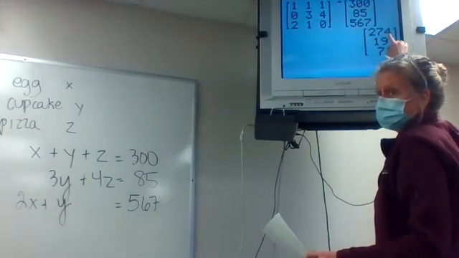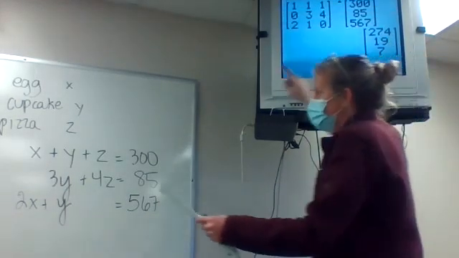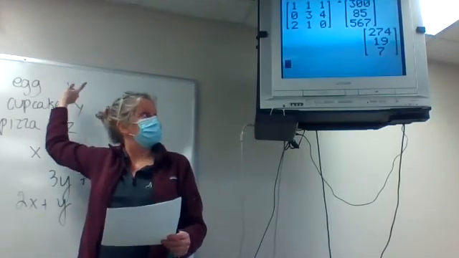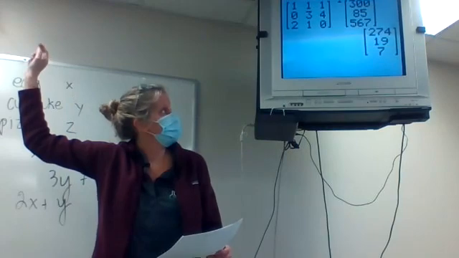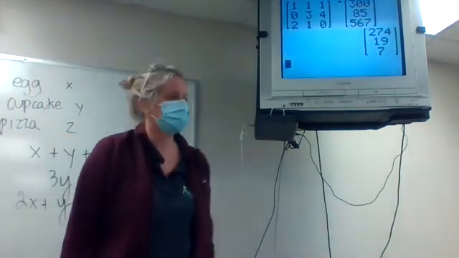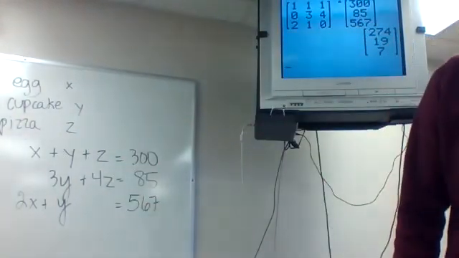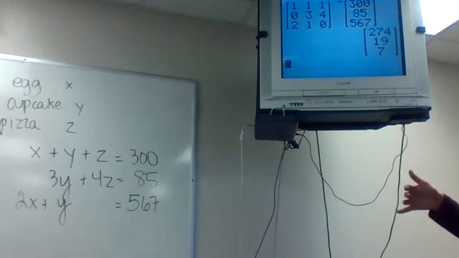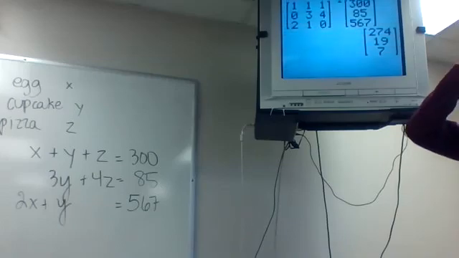So there's your X, your Y, your Z, which means the egg is 274, the cupcake is 19, and the pizza is 7 milligrams of cholesterol. Okay, so again, you're just translating the statements into equations, setting up the systems of equations, and then using the matrix function in your calculator.